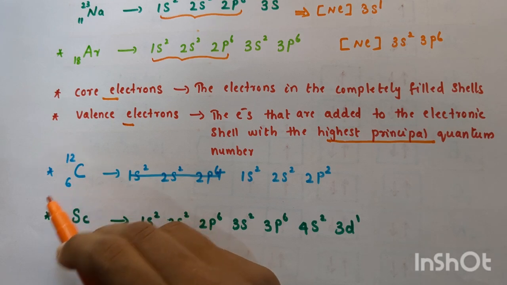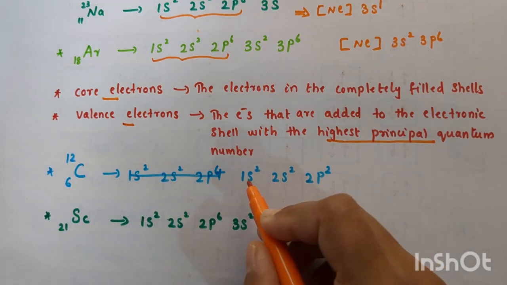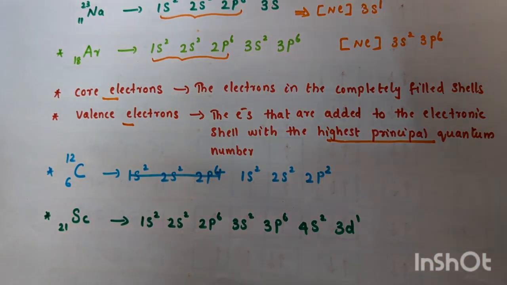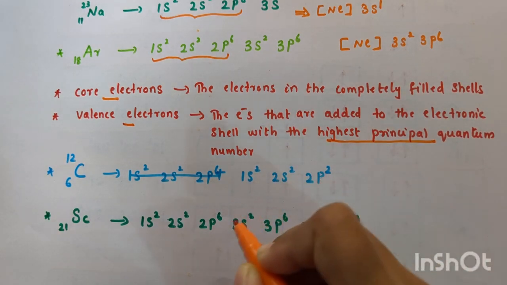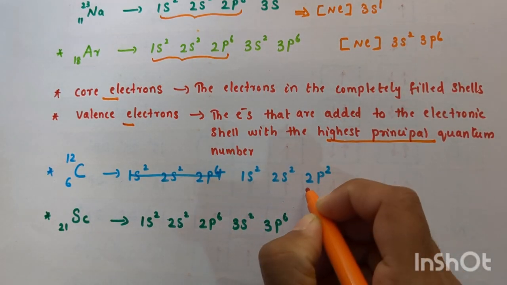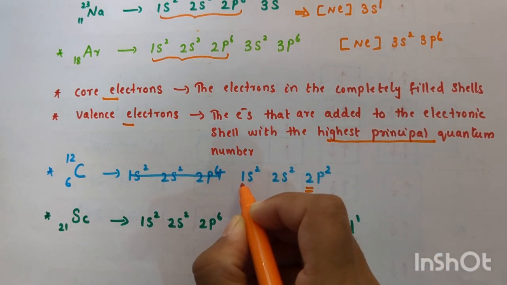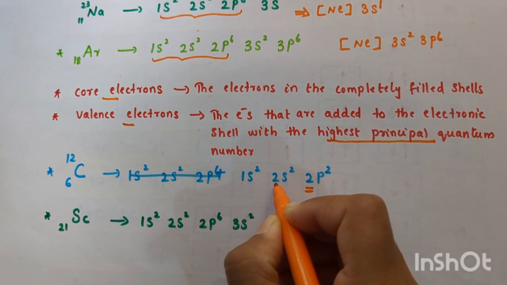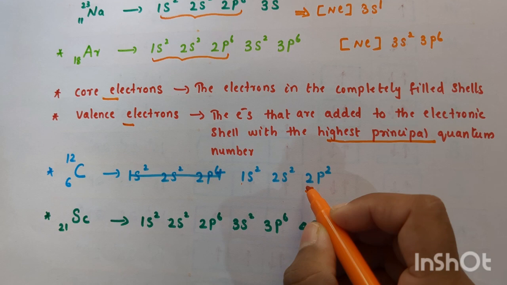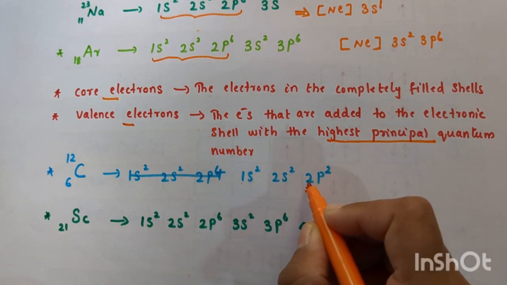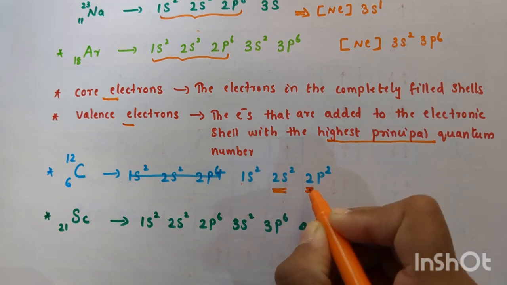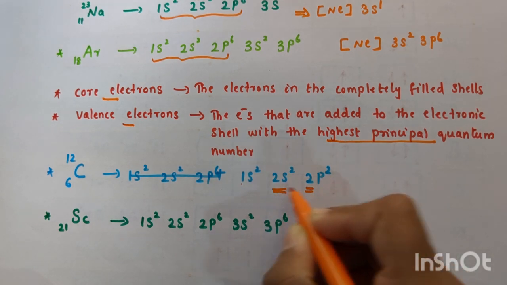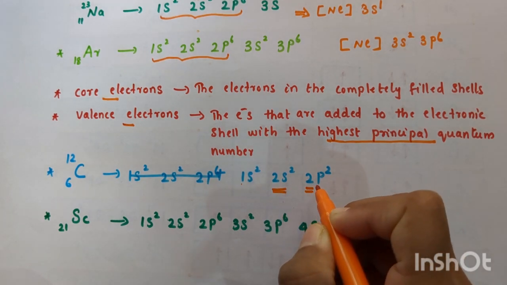Its atomic number is 6. So its electronic configuration will be 1s2, 2s2, 2p2. In this case, the highest principal quantum number is what? 2. Here 1 is the principal quantum number, here 2 is the principal quantum number, here also 2. So the highest principal quantum number in this electronic configuration is 2. So the electrons in the 2s and 2p orbitals are actually valence electrons.